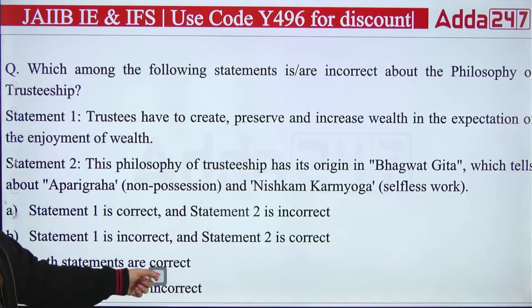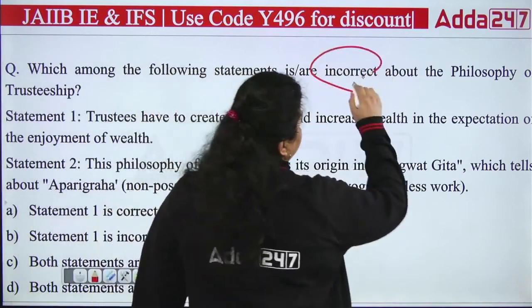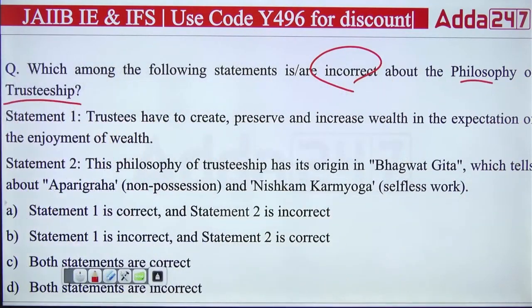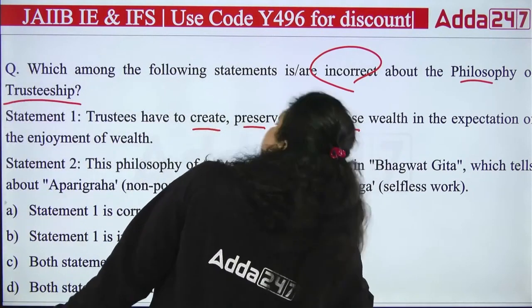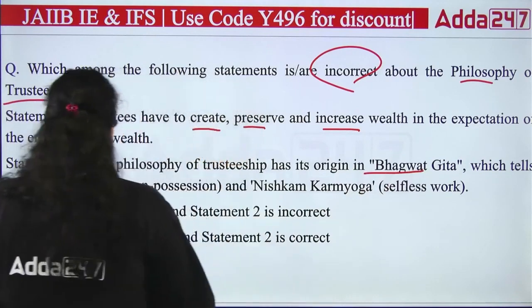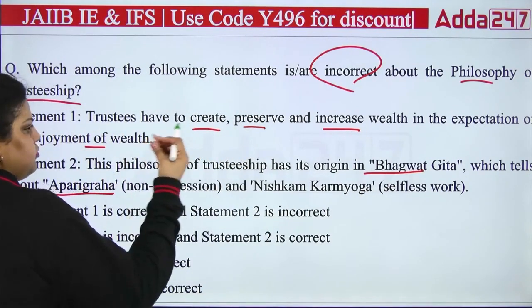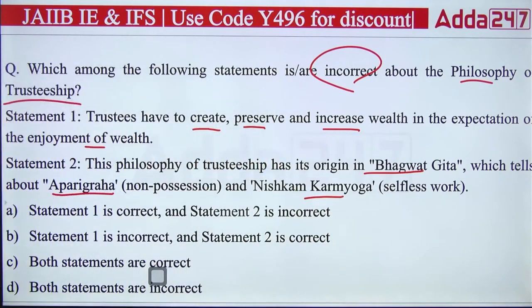Next question we have. Maximum I have a statement based question today. So which among the following statements are correct about the philosophy of trusteeship? You have to answer A, B, C or D. First is saying trustee have to create, preserve and increase wealth in the expectation of enjoyment of wealth. Second, the philosophy of trusteeship has its origin in Bhagavad Gita, which tells about aparigraha, that is non-possession, and nishkam karma yoga, that is selfless work. So these two statements have been given for the trusteeship. Let me know which of the following is correct.